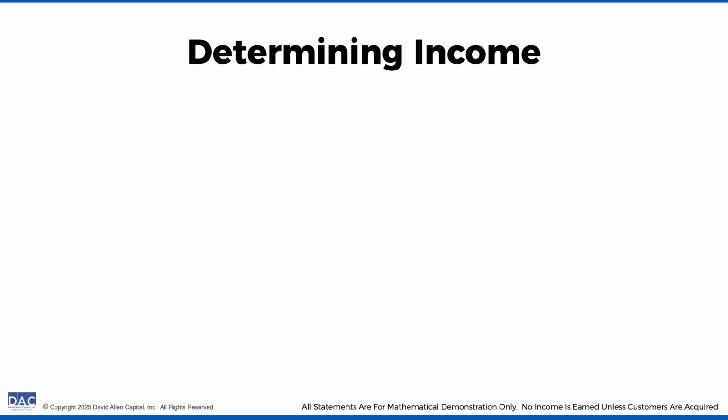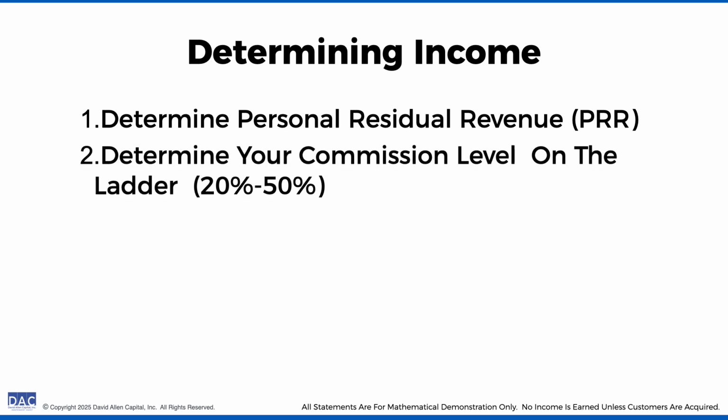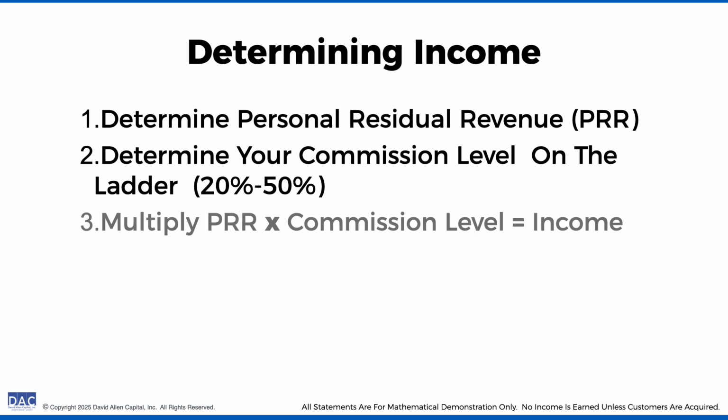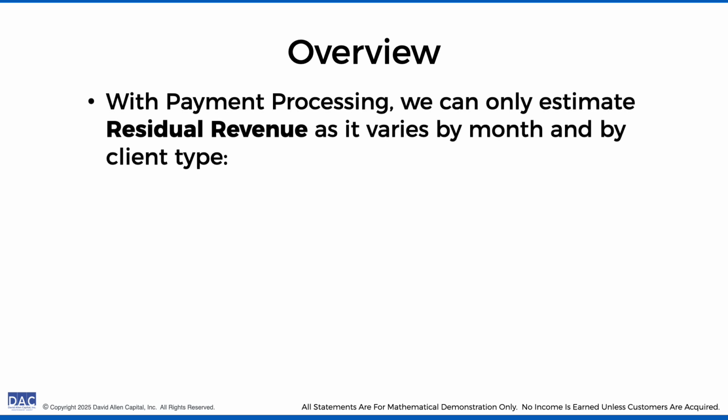Well, determining income with all DAC residual services, you first need to know what the residual revenue is. That's the amount of money DAC earns monthly on the service. Now that varies each month, of course, but you then multiply that by your commission level, which is anywhere between 20 and 50%, and we'll show you that ladder here in a minute. You multiply the personal residual revenue for the month times your commission level for the month equals your income, of course.